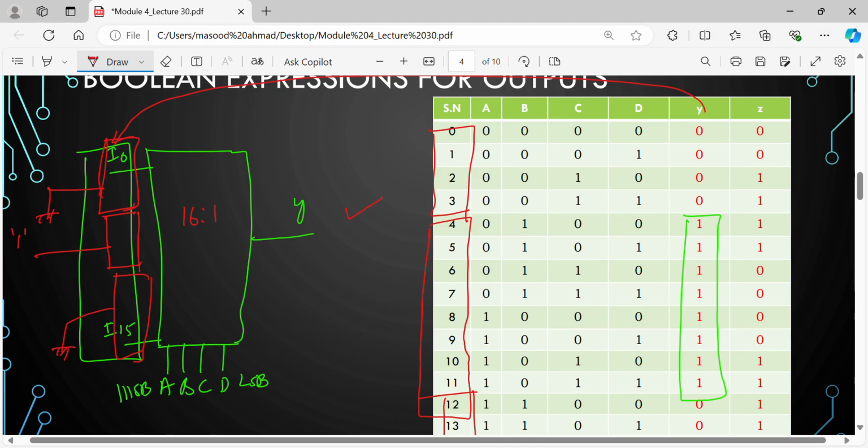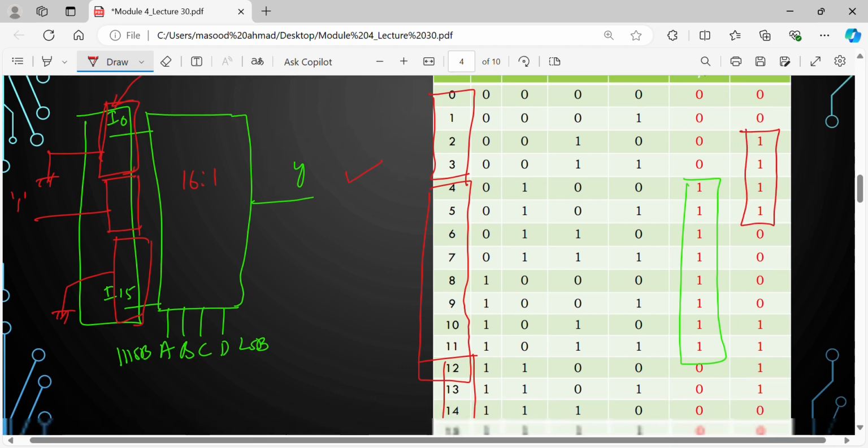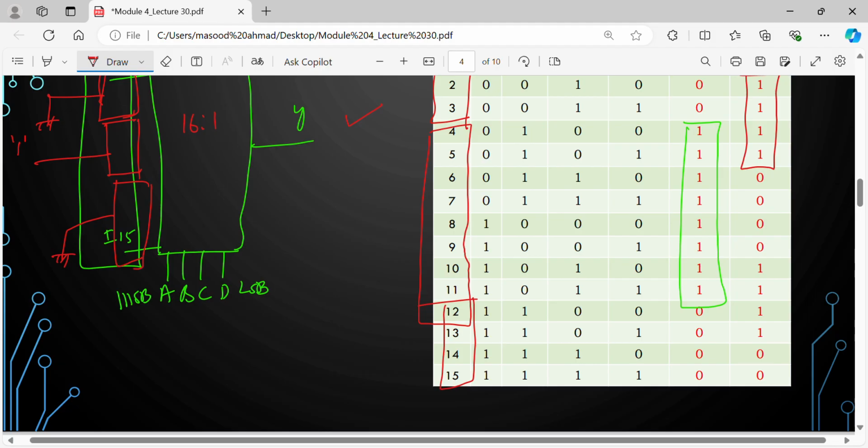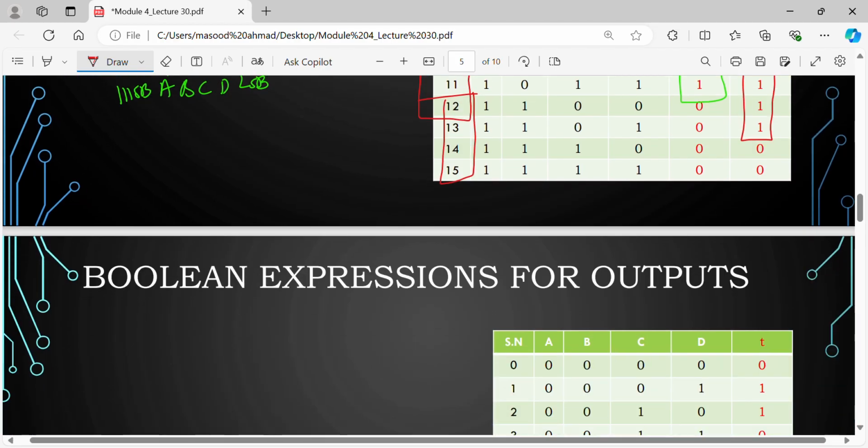Similarly, what we need to do for Z? If you want, this 4, what are those 4? 2, 3, 4, 5 connected to 1. Then if you look at here, this 4, what are these 4? These 4 are nothing but 10, 11, 12, 13. Rest all should be connected to ground. From that what I'll get? I'll get Z.